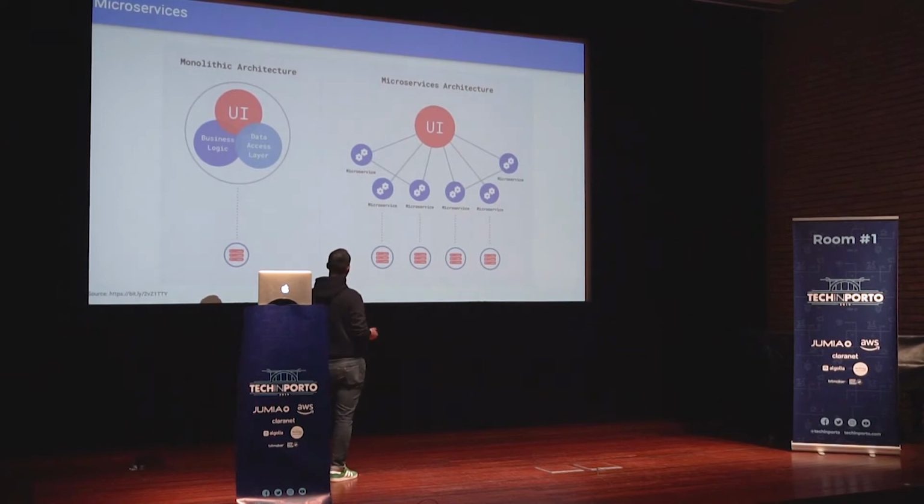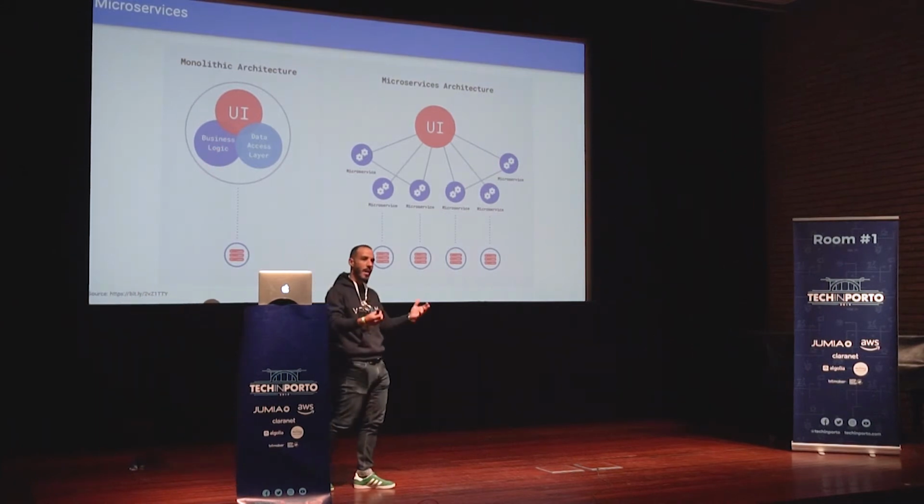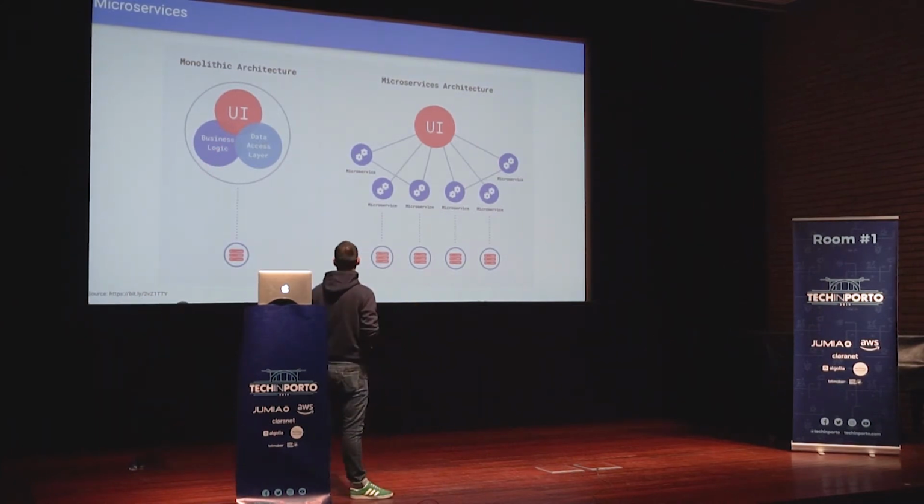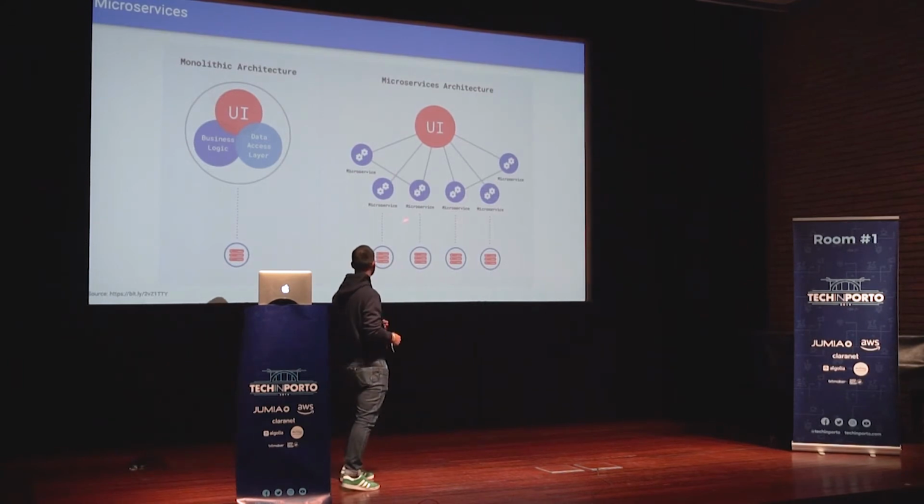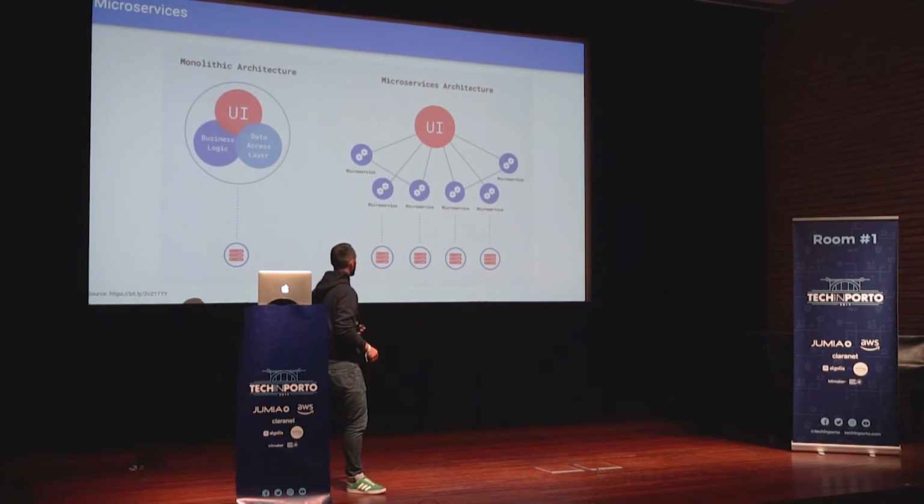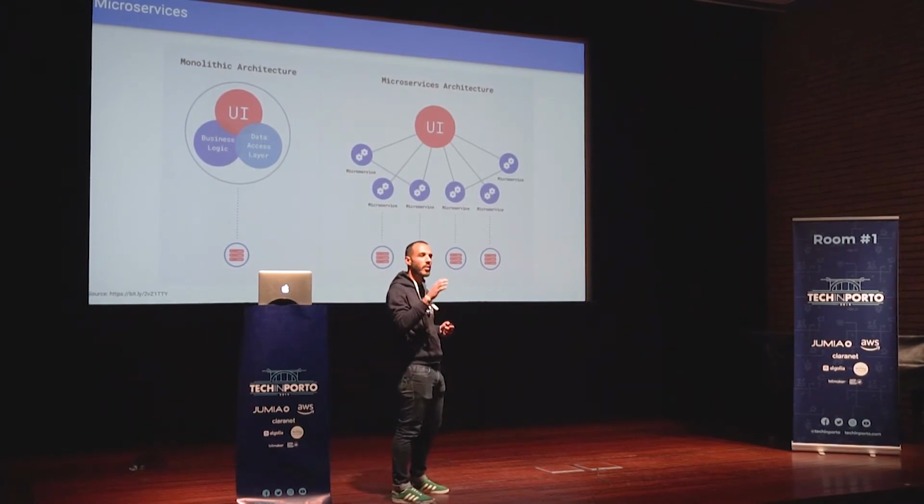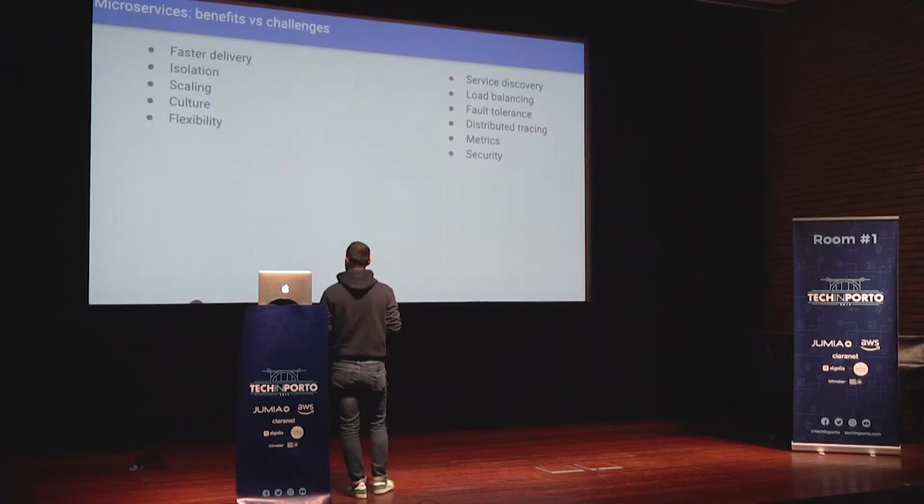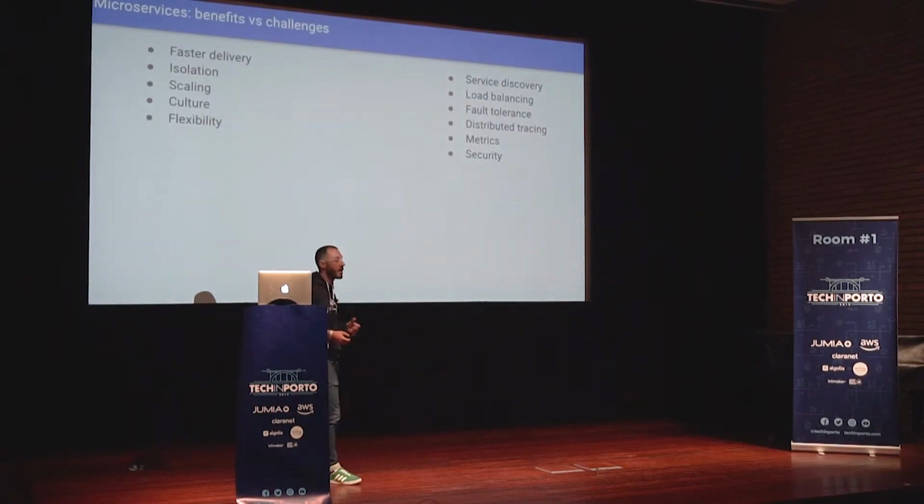So you're probably familiar with something like this. You usually have a monolithic architecture where you have all your code going together, your libraries, everything works together as a big bloated thing, and you start splitting your code into microservices. So the idea is that each microservice only focuses on one specific thing and does it well. That of course has challenges and benefits.